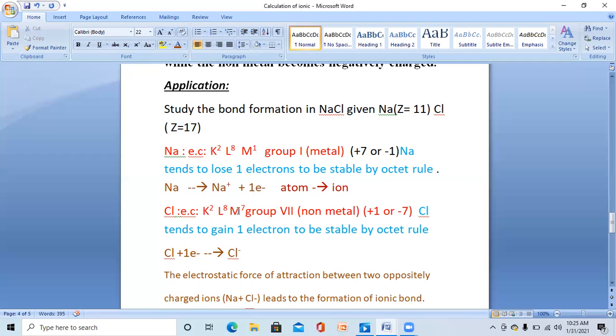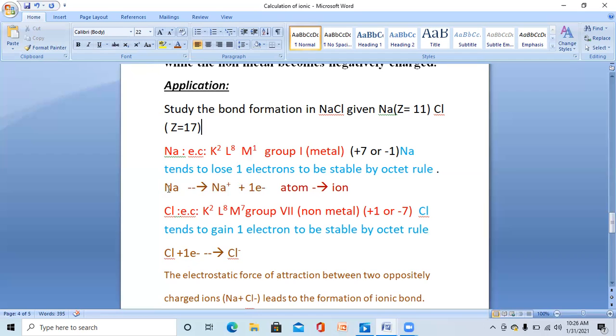So Cl tends to gain this one electron. Okay? Cl tends to gain this one electron. Since here I have a metal with a non-metal, an ionic bond will form where the metal loses electrons and the non-metal gains electrons. So the valence electron of the metal is transferred to the valence shell of non-metal. Sodium loses this 1 electron, and where does this 1 electron go? To Cl. So Cl tends to gain 1 electron to be stable by octet rule.